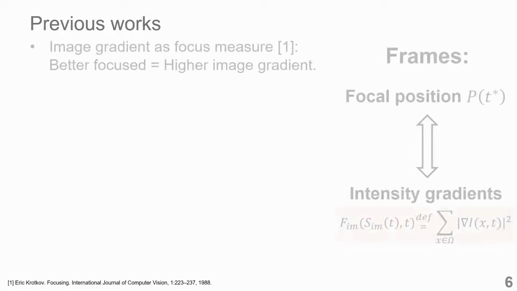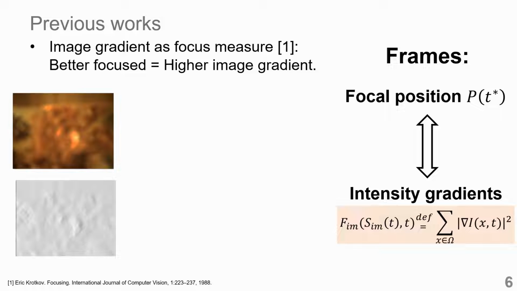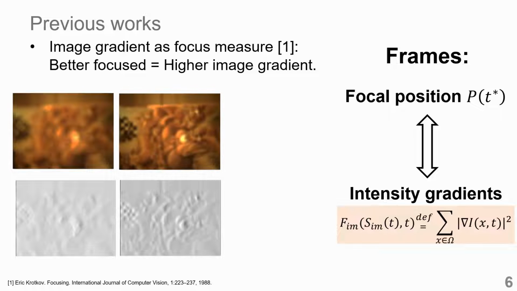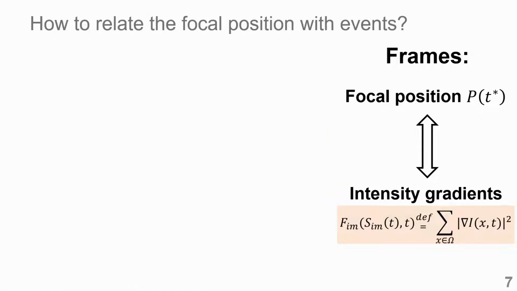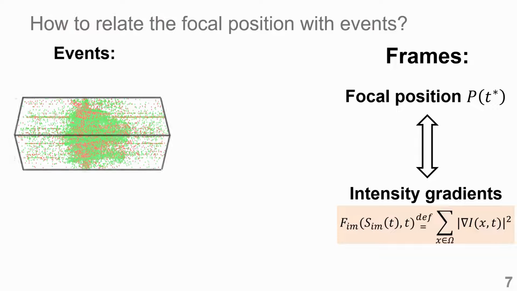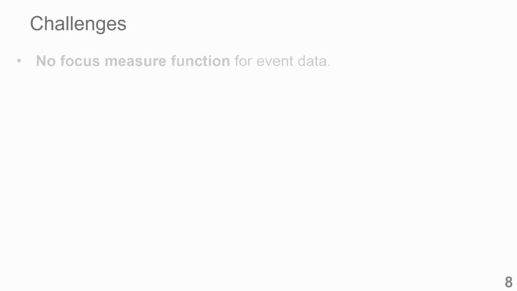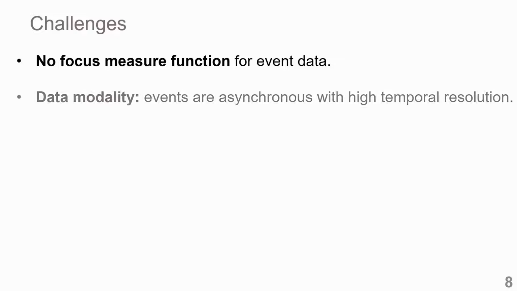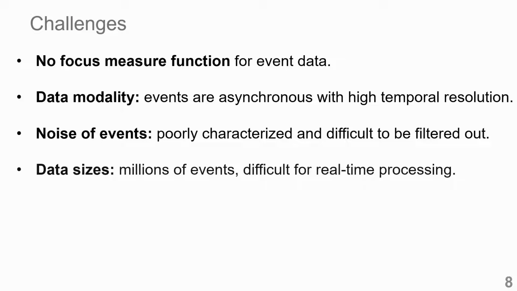Previous work on frame-based autofocus usually relies on image gradient as a focus measure to indicate the degree of defocus. This strategy works well on image data. However, event data are radically different from images. Relating events with the focus position is a challenging problem. Specifically, we found four typical challenges regarding focus measure function, data modality, noise, and event size.